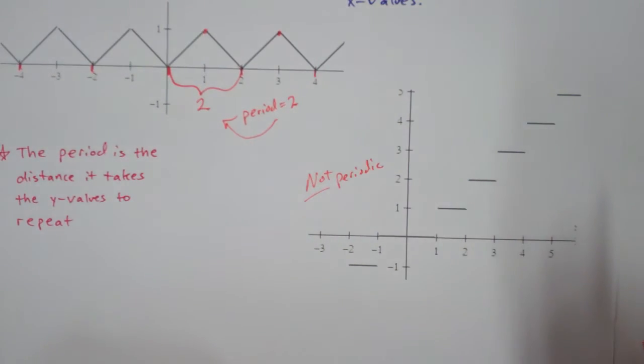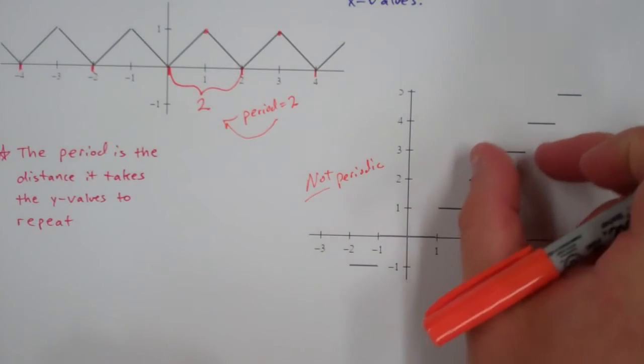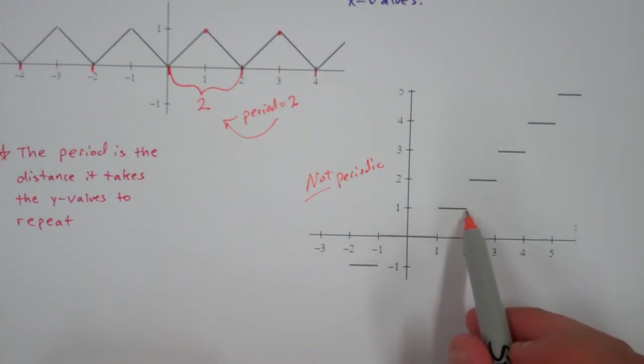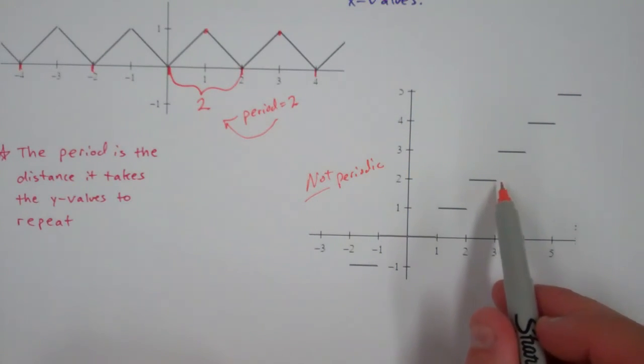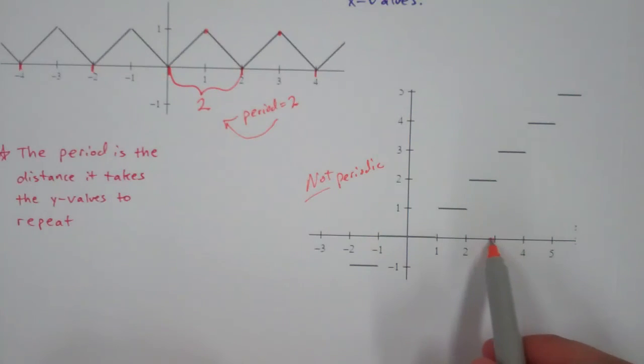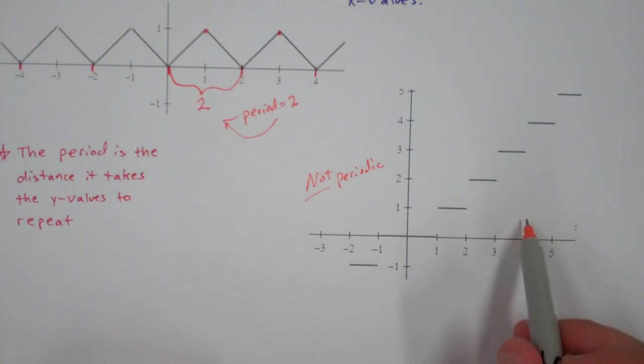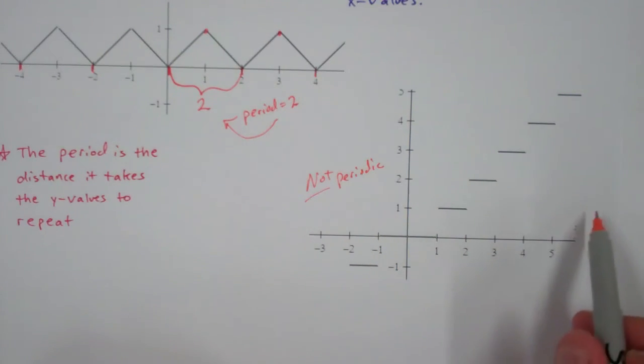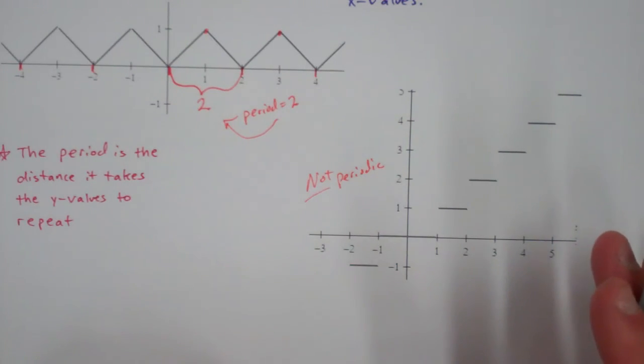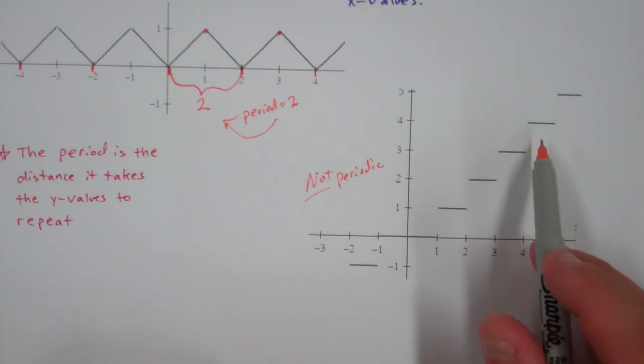Even though the same shape looks like it repeats, this little line here, notice how the y values do not repeat. If you had a function that was maybe like this, where you had one down here, then one up here, then one down here, then one down here, that would be okay. But here the y values don't repeat.